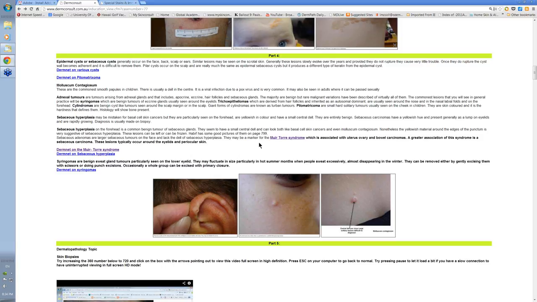But the ones that you have to be aware of are sebaceous carcinoma or sebaceous adenomas. If you do a biopsy or remove one of these lesions on the face, then you have to consider that the patient may have the Muir-Torre syndrome, which is the association of these sebaceous tumors with carcinoma of the bowel or the uterus or the ovary. And certainly sebaceous carcinomas are typically tumors that are found around the eyelids as well.